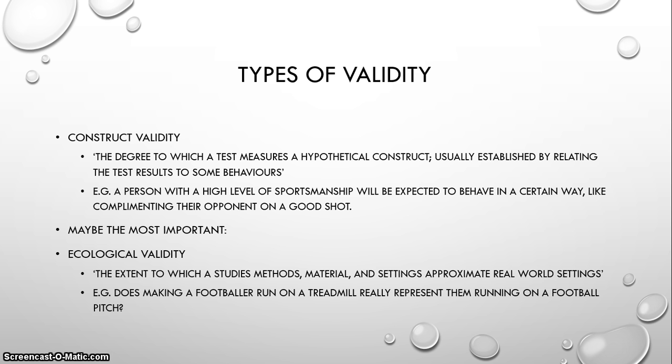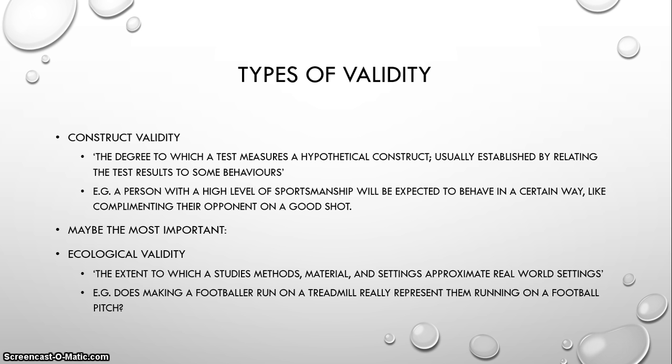The final one, and potentially the most important one that you're going to have to think about when planning your study, is ecological validity. And we definitely talked about this in the previous lesson, okay? And it's the extent to which a study's methods, materials, and settings approximate real-world settings, okay? So there's lots and lots of research being done with footballers in particular, where the footballers have been placed on treadmills, okay? And it kind of goes back to the argument we had last year in year one, based around laboratory versus field-based testing, okay? Does making a footballer run on a treadmill really represent them running on a football pitch, okay?